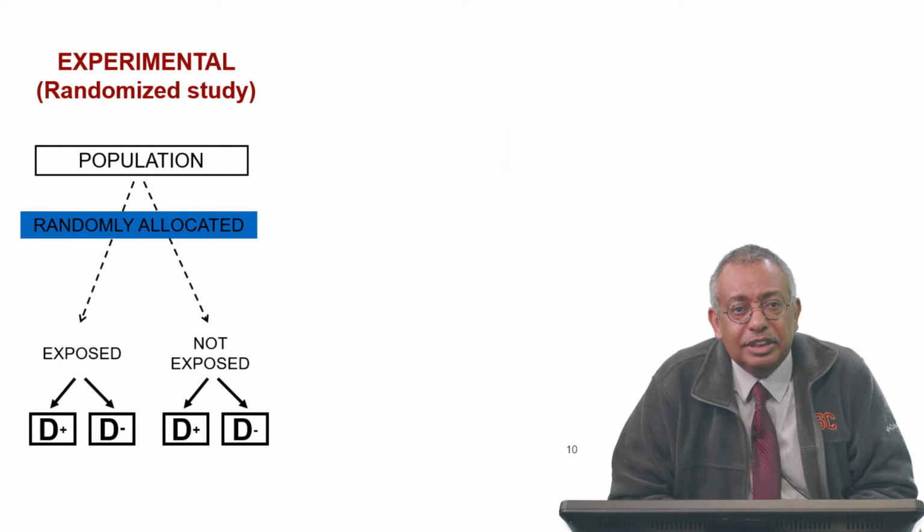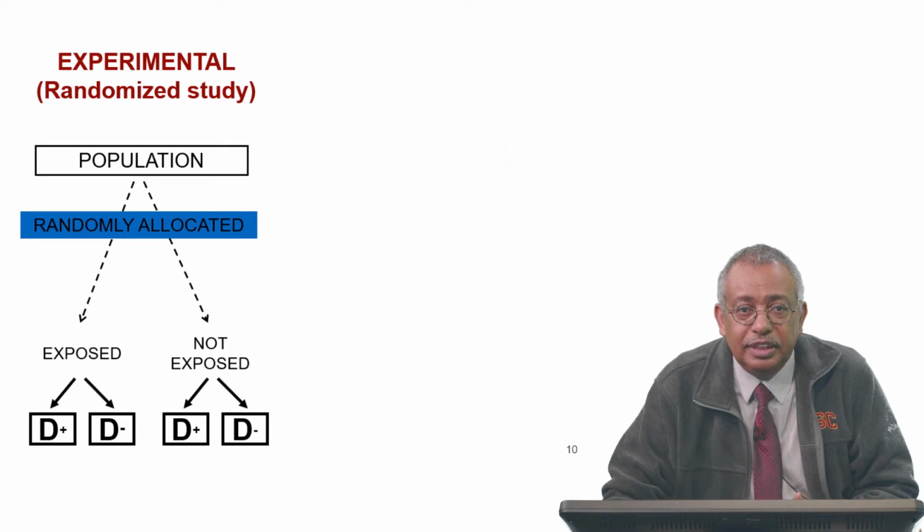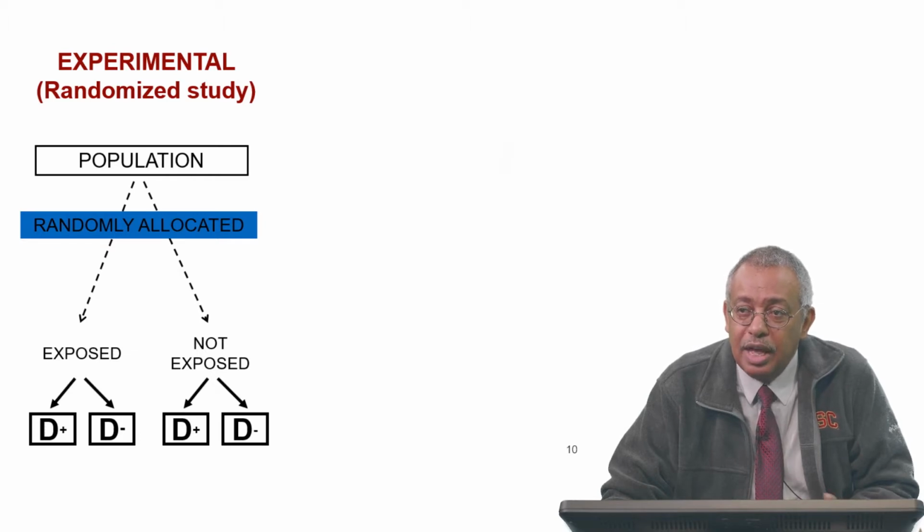So in a randomized study, we start with a population. And then we have random allocation where some people are exposed and other people are not exposed. Once the exposure status is determined by the investigator, we try to see how many people develop the disease or the condition under study and how many do not. And we try to see whether there is a difference in the occurrence of the disease or condition in the exposed and unexposed population.